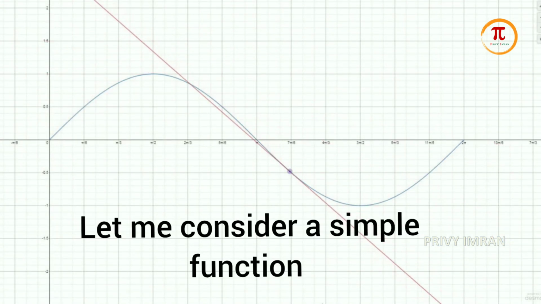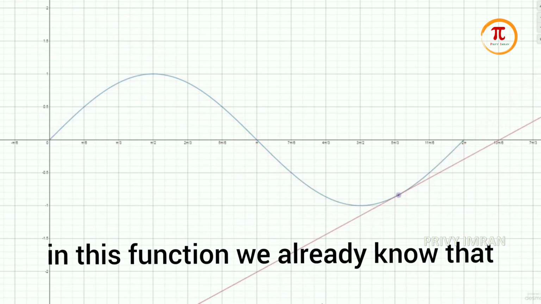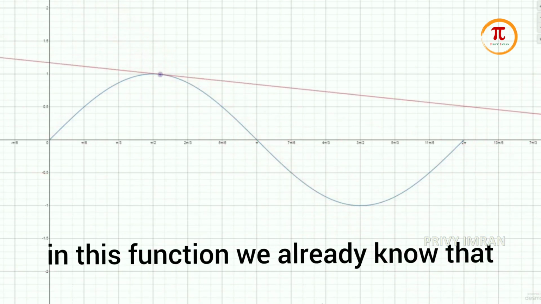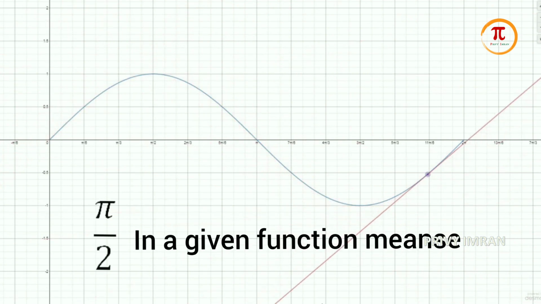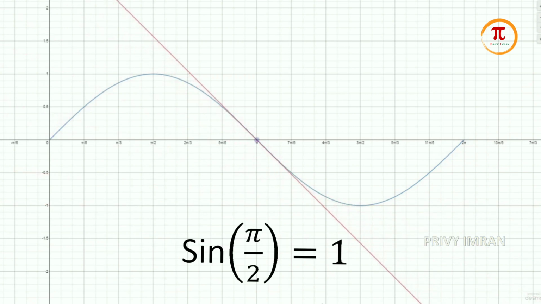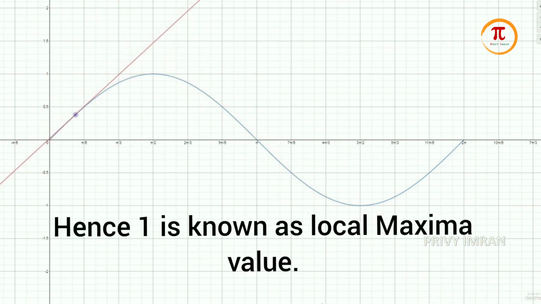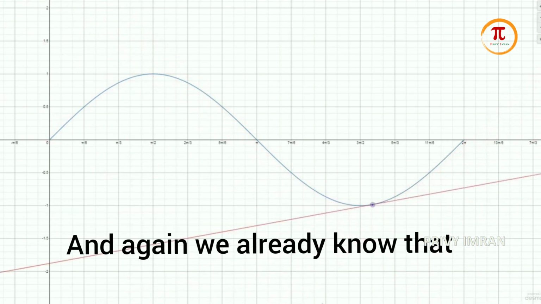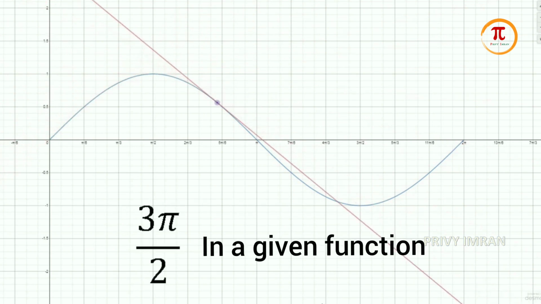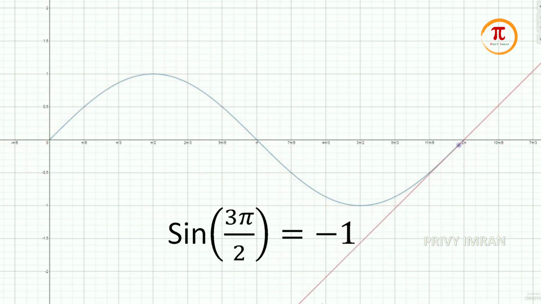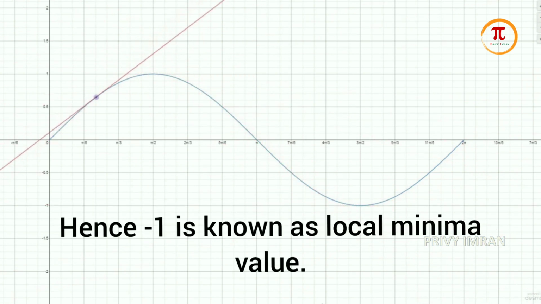Now let me consider a simple function y equal to sin x. In this function, we already know that pi by 2 is a local maxima. Now let me substitute pi by 2 in the given function, that means sin pi by 2 will be equal to 1. Hence, 1 is known as the local maxima value. And again, we already know that 3 pi by 2 is a local minima. Now let me substitute 3 pi by 2 in the given function, that is, sin 3 pi by 2 will be equal to minus 1. Hence, minus 1 is known as the local minima value.